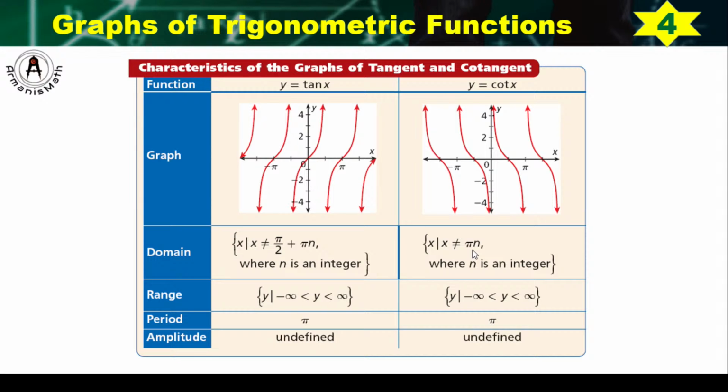What's the definition of tangent? Here we go. Tangent was sine over cosine. This one is the reciprocal of that, which is cosine over sine. So basically, find where sine is 0, and that's where you're going to have the asymptotes for the cotangent. So when does the sine equal 0? On the unit circle, when does the sine equal 0?